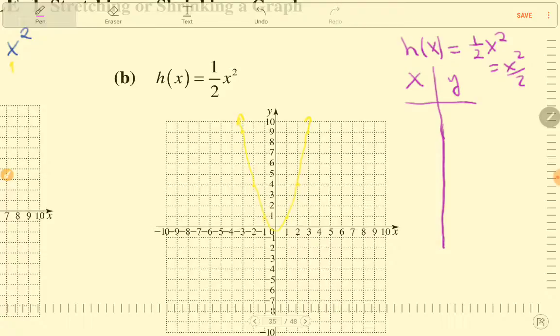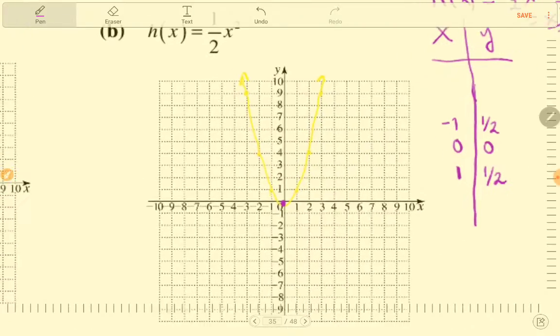So I'm going to put in 0. 0 squared is 0. 0 times 1/2 is 0. Okay, so I'm still at the vertex of 0, 0, same vertex, origin. When I plug in positive 1, 1 squared is 1. 1 divided by 2 is 1/2.